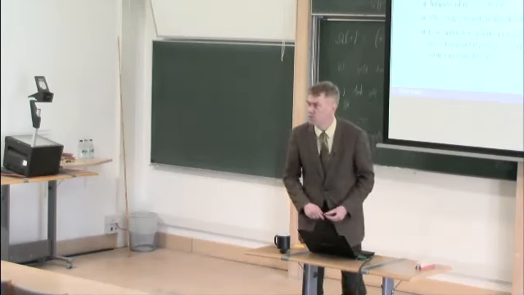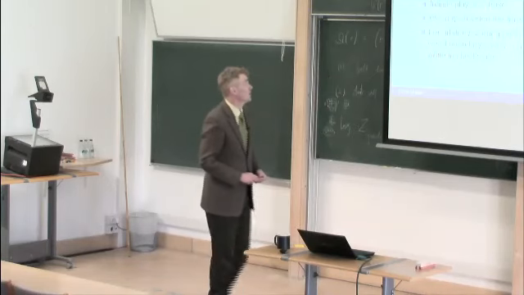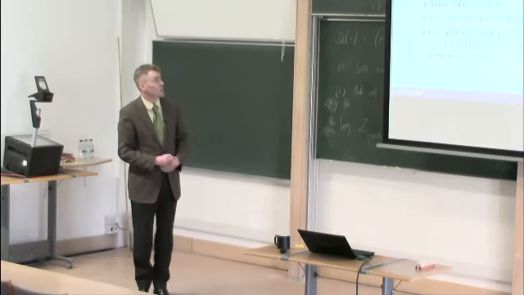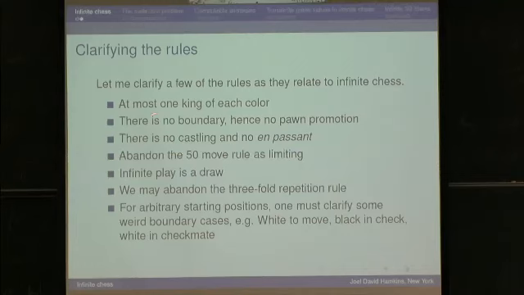So let me clarify a few of the rules. For the most part, we insist that there's at most one king of each color. There's no boundary, so we don't have to worry about promoting pawns to queens. You can never reach the edge. There's no castling. There's no en passant rule for pawn capture. We abandon the 50 move rule in ordinary tournament chess. If there's 50 moves without a pawn movement or a capture, then the game is declared a draw.